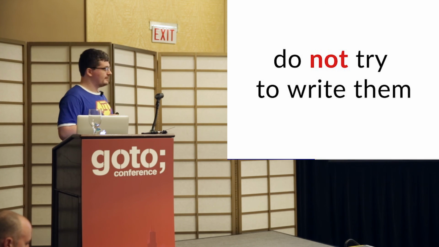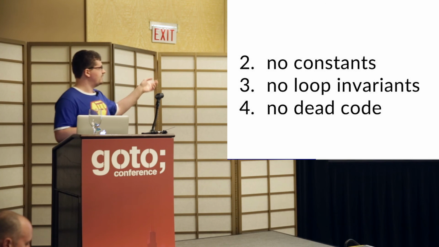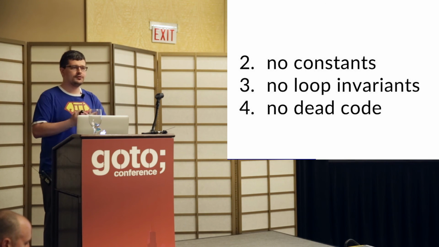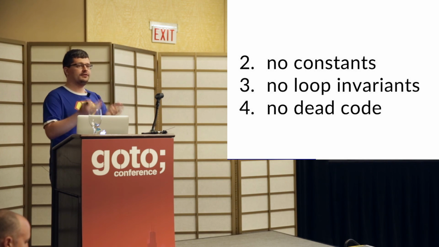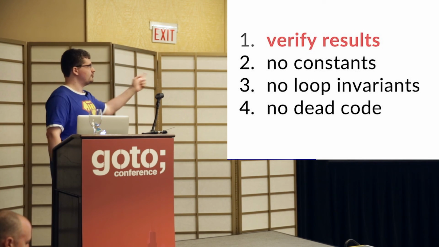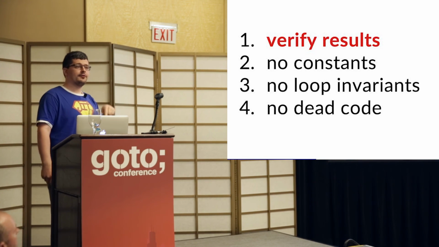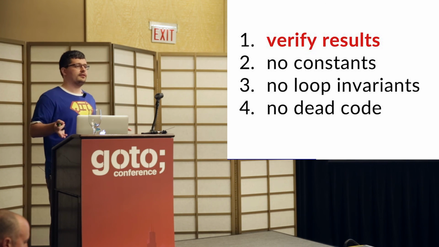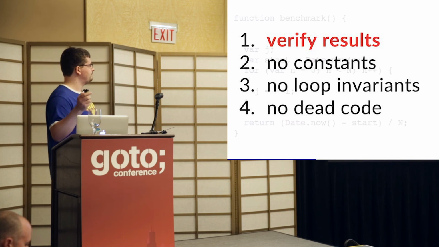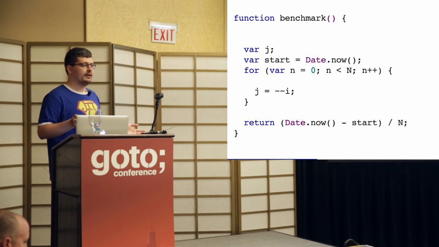So yeah, back to the topic. Here are 3 suggestions for what you can do. Basically, you have to avoid the most common optimizations by avoiding constants, avoiding loop invariants, and avoiding dead code. But the most important thing is that you should verify results when you do benchmarking, because that usually already helps to trick certain optimizations like dead code elimination, because you're actually using values to verify them. So here's what we could do to this benchmark to avoid the problems.